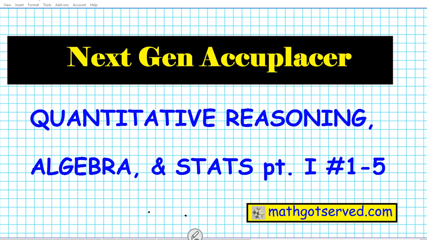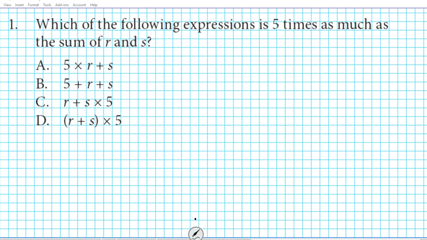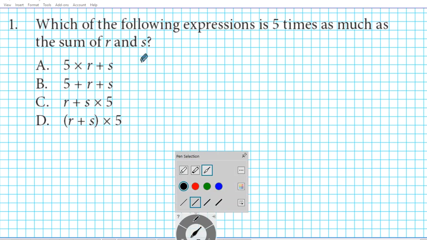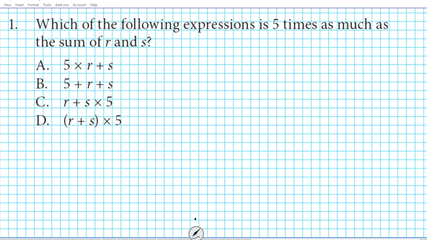In this clip, we're going to be going over problems 1 to 5 of the next generation Accuplacer, Quantitative Reasoning, Algebra, and Statistics practice questions. Let's take a look at question number 1. It reads, which of the following expressions is 5 times as much as the sum of R and S? We have 4 options here. So what we're going to do is convert these symbolic expressions into word format and see which one matches the expression provided.